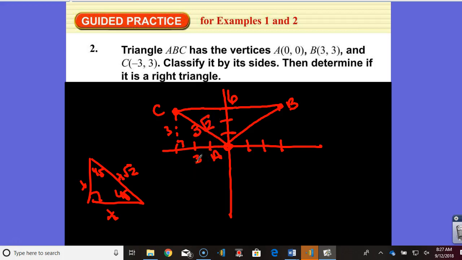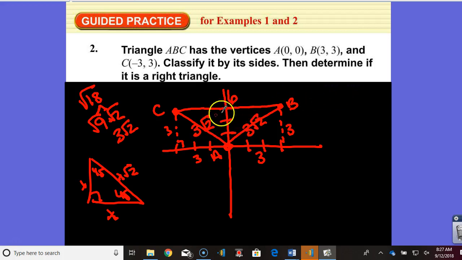If I didn't remember my special right triangles from Algebra 1, then all I have to do is 3 squared is 9, 3 squared is 9, 9 plus 9 is 18. So we have the square root of 18, which is 9 times 2, which reduces to 3 rad 2, and I get to that 3 rad 2 that way. If I notice it's x rad 2, I don't have to do this math over here. So over on this side, we have 3 and 3. So it's going to be the same thing, 3 rad 2. So we have an isosceles triangle, right?